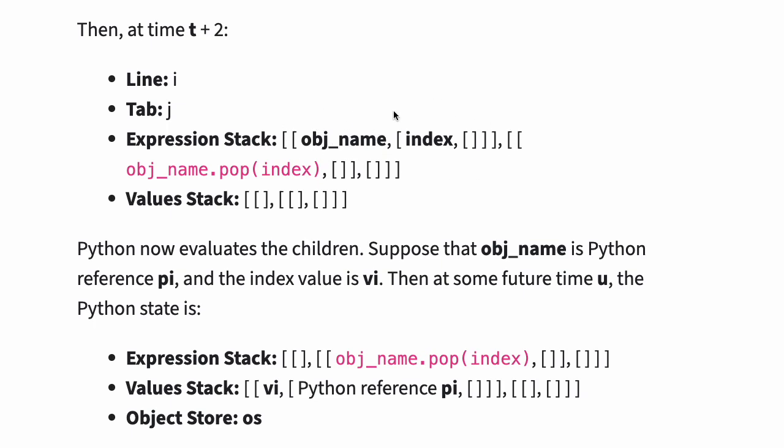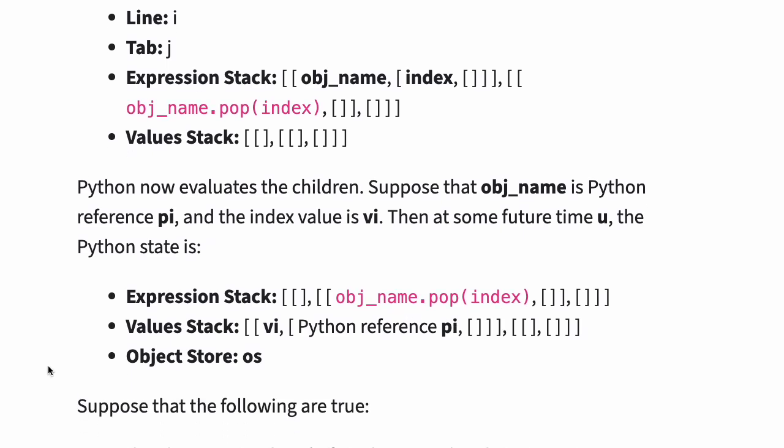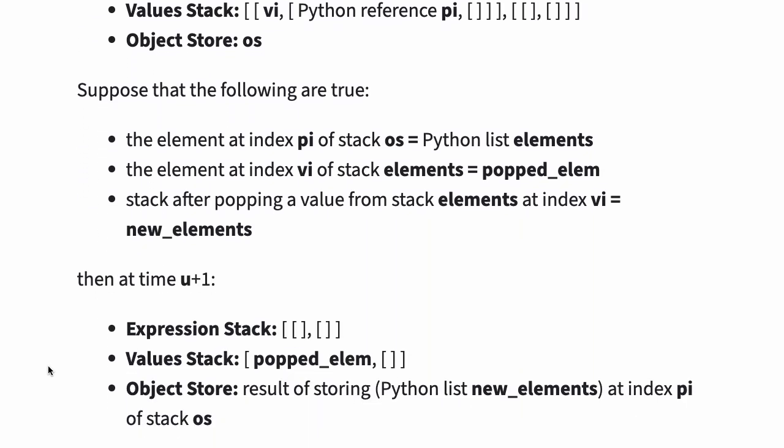Suppose that object name is Python reference pi, and the index value is vi. Then at some future time u, Python pushes vi and Python reference pi into the value stack. Suppose that the element at index pi of OS is the Python list elements, and the element at index vi of elements is popped elem. Finally, if we pop elements at vi, the result is new elements.